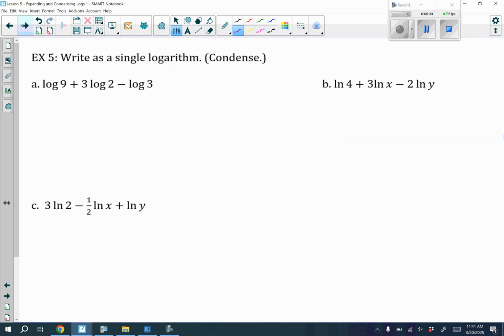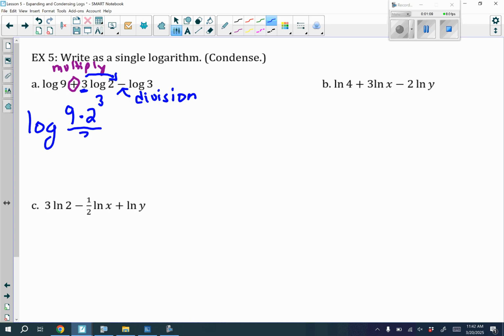Okay, let's start off. We have log of 9 plus 3 times log of 2 minus log of 3. Okay, first I see addition, so that means we are going to multiply. I do see also this 3. So what that means, that's going to be an exponent on our 2. And then I see subtraction, so that means we're going to do some division here. So we're going to have log. So I'm going to have my 9 times, so 3 is the exponent on my base of 2. So 2 cubed. Subtraction means division, so the 3 is in the bottom.